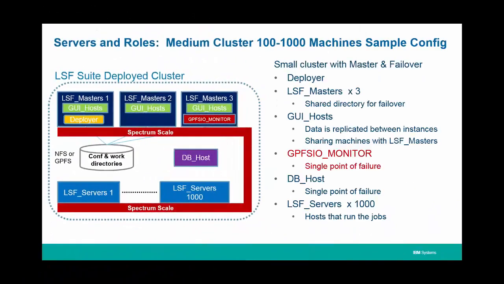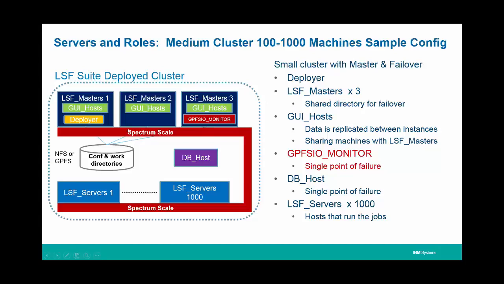So how would I use this? Here's an example. I'm looking at a medium-sized cluster with perhaps 100 to 1,000 machines. What I've done is pick one of the machines, perhaps my third LSF master, so this is like a backup LSF master host. I've also used that as the GUI host as well. And what I want to do is list that machine also as part of the GPFS IO monitor role.